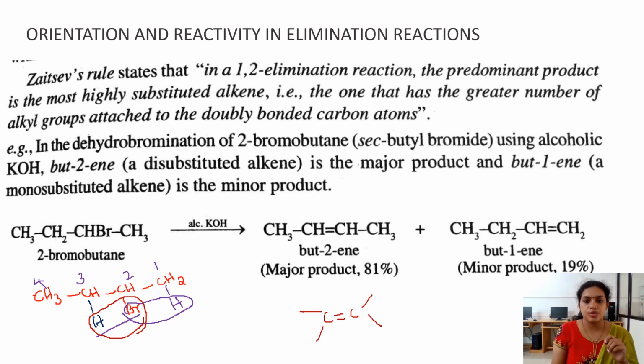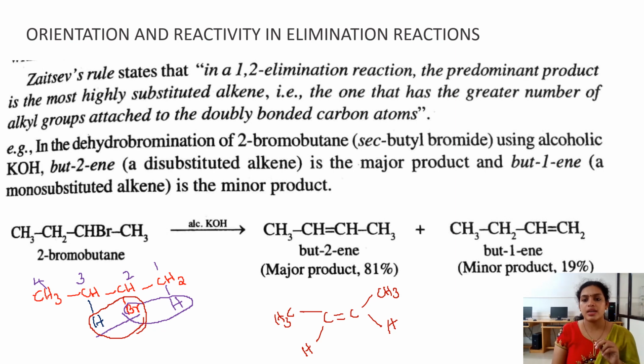Carbon-carbon double bond substitution: one methyl group, one hydrogen. Here also one methyl group and one hydrogen. So there are two alkyl substitutions. Around the C double bond C, there are two alkyl substitutions.